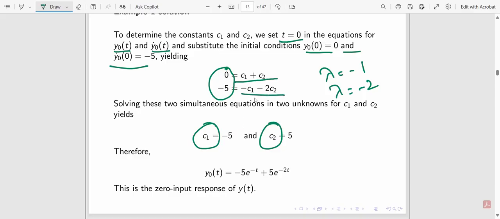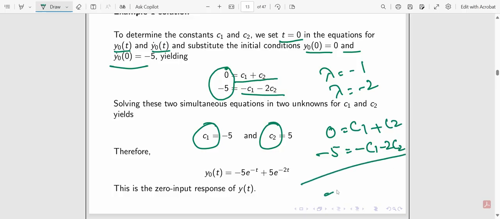By simply solving mathematically, like how we can solve 0 and -5, that is equal to minus c1 minus 2 c2. Here it is c1 plus c2. So if we add both of them, what will we get? Here it cancels out. So here we will have minus, because this is -2, this is 1. So -2 plus 1 will give us -1, so -1 C2. This minus minus cancels out. It means C2 is equal to 5.